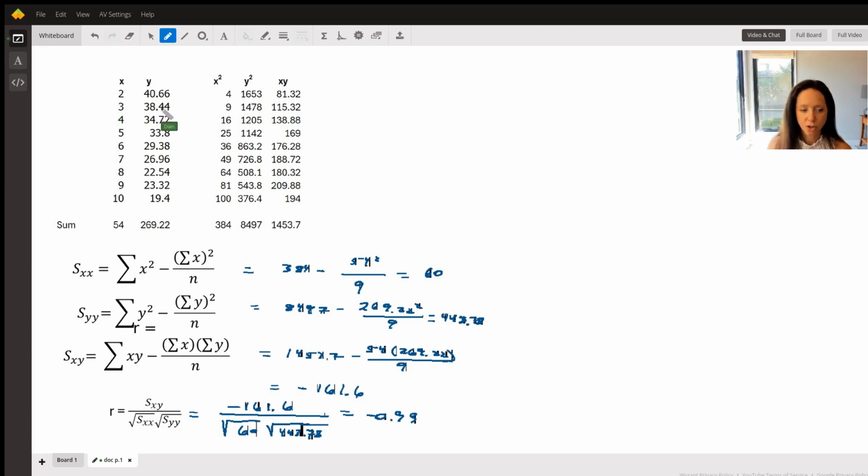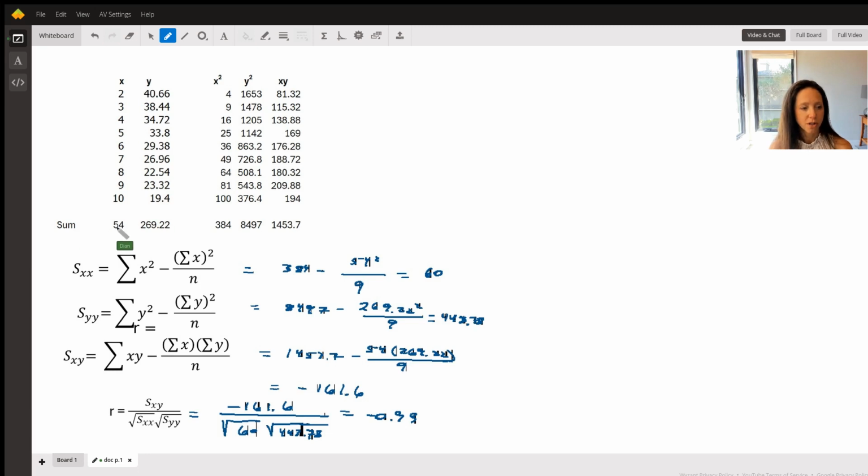So what we need to do the correlation coefficient is to calculate x squared, y squared, and x times y for each of the pairs. So for example, 2 squared is 4, so that's x squared for the 2, and 40.66 squared is 1,653. And then x times y, so 2 times 40.66 is 81.32. So you would do that for all these pairs.